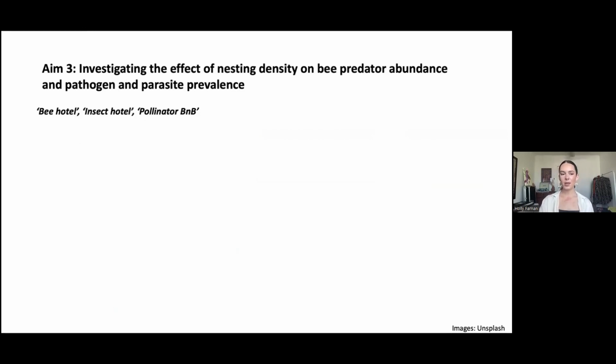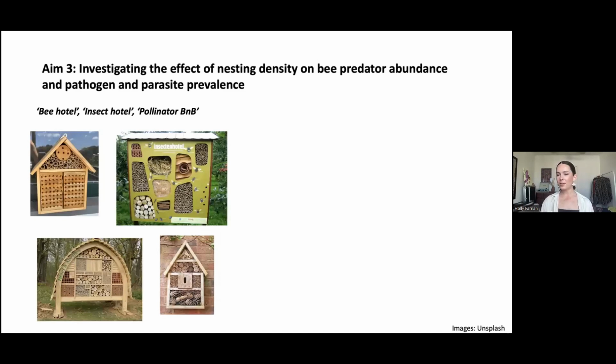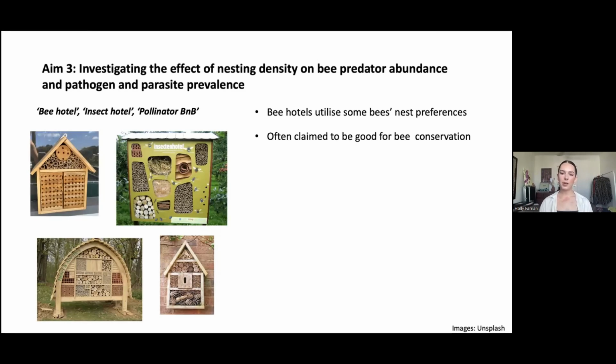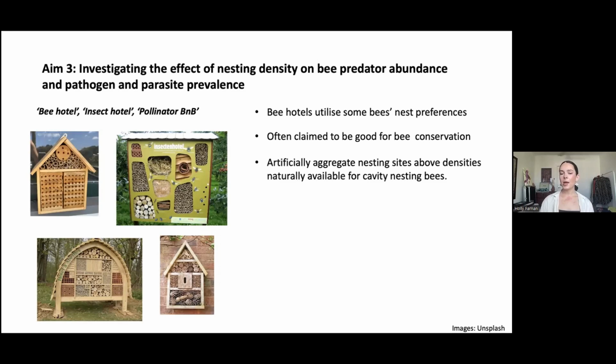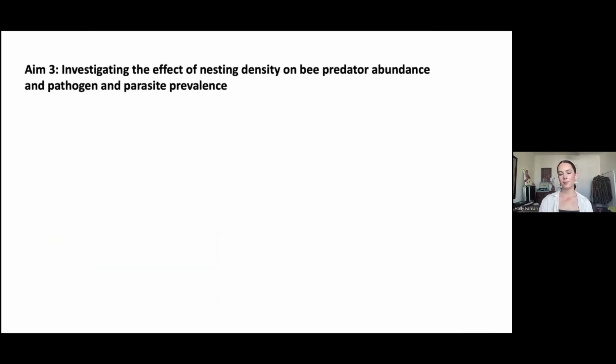And then my third aim is investigating the effect of nesting density on bee predator abundance and pathogen and parasite prevalence. And so you might have heard of bee hotels or insect hotels or pollinator B&Bs. They come in lots of different shapes and sizes, commonly sold at Bunnings or online. So these hotels utilize some bees' nesting preferences, and they're often claimed to be good for bee conservation. But they artificially aggregate nesting sites above densities naturally available for cavity nesting bees. And this could possibly increase pathogens, parasitism, and predation.